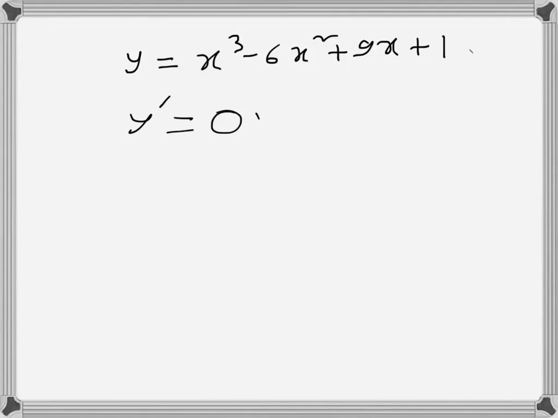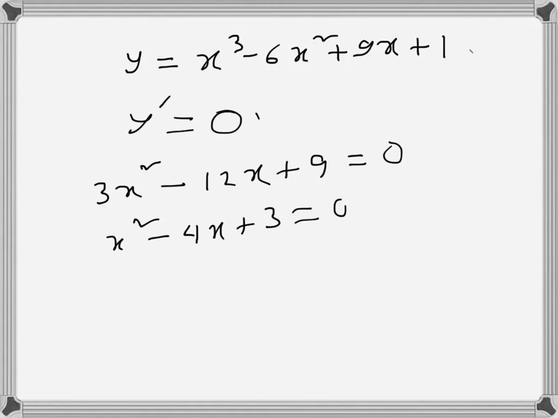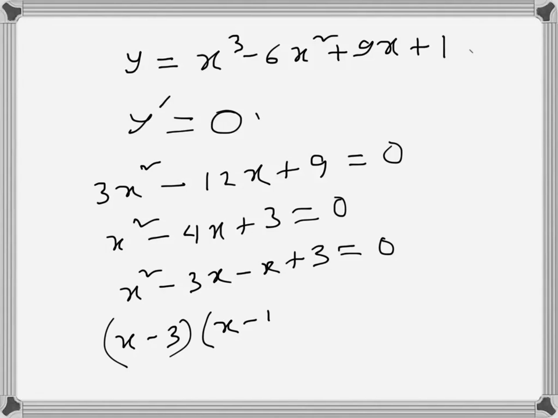So y prime is 3x squared minus 12x plus 9 equals 0. We can divide both sides by 3. It becomes x squared minus 4x plus 3. And then if I do middle term factorization, it becomes x minus 3 and x minus 1. So x is 1 or 3.